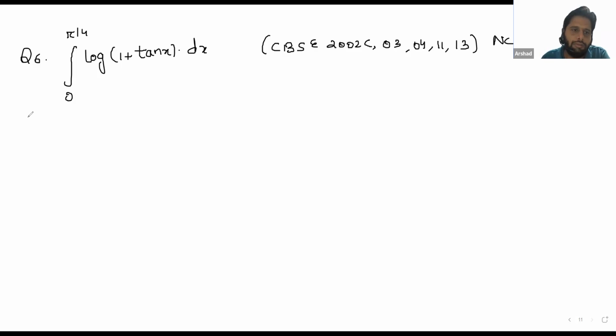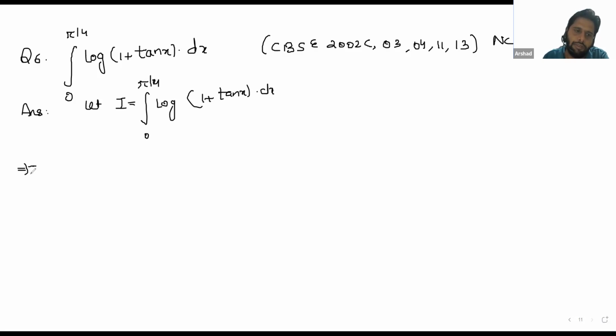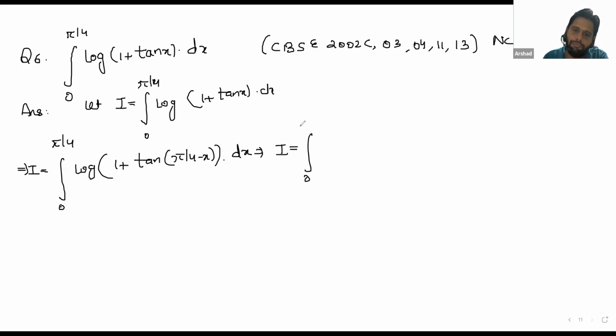No, Zephyr, not pi by 8. Please check here. Let I is equal to integral 0 to pi by 4 log 1 plus tan x dx. So I is equal to, put again the same formula, 0 to pi by 4 log with this property, 1 plus tan of pi by 4 minus x. Now open this formula, tan A minus B, so it is tan A minus tan B by 1 plus tan A into tan B.